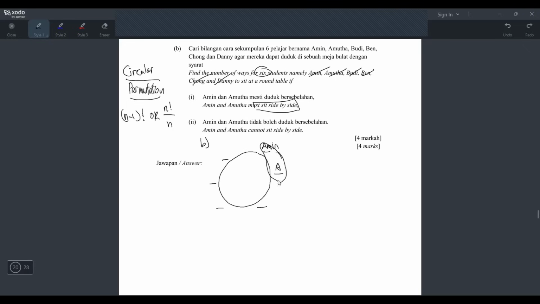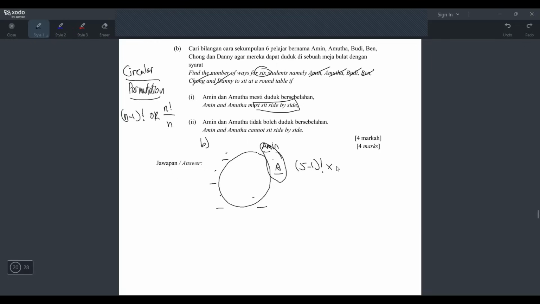So I am not arranging 6 in a circle. I'm arranging 1, 2, 3, 4, 5 in a circle now. So now I will write 5 minus 1 factorial, because you are arranging 1, 2, 3, 4, 5, since these two already joined into one. The reason we join them is because they must sit together. If this moves here, Amin also has to follow. That's why it's like this.